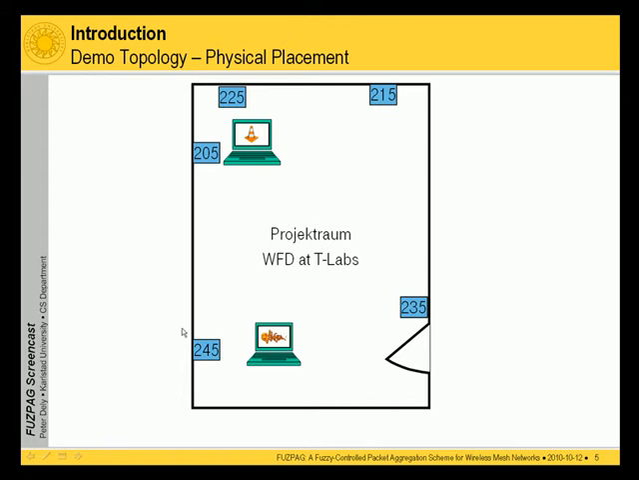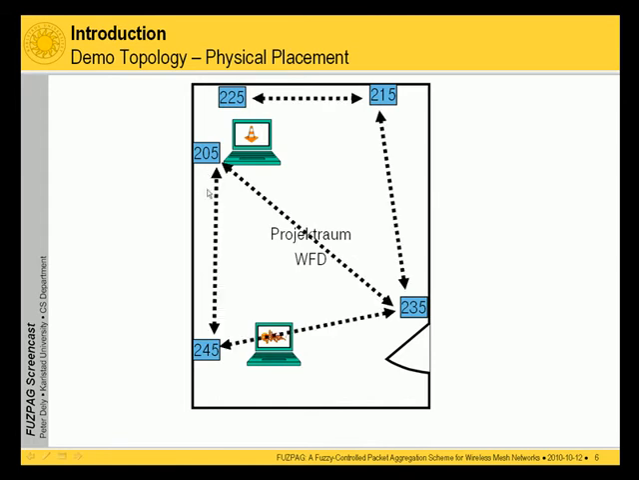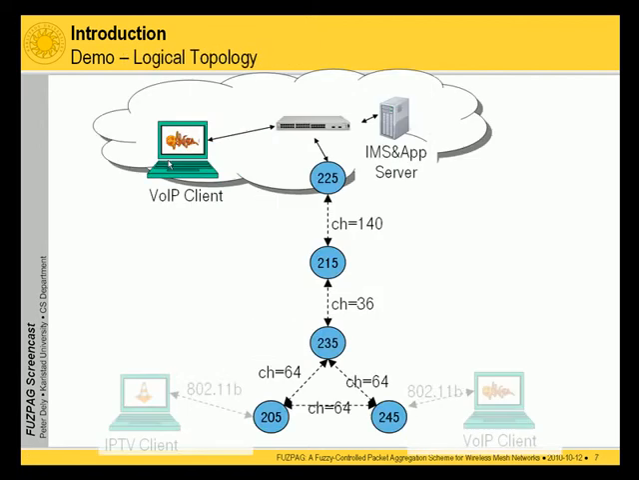Then we will show a demonstration of the impact of different packet sizes. In our setup, we have 5 mesh nodes which are deployed in a lab room at Deutsche Telekom Laboratories in Berlin, shown in this picture here. The wireless links are indicated by the arrows. The logical topology of the wireless mesh network is shown here.